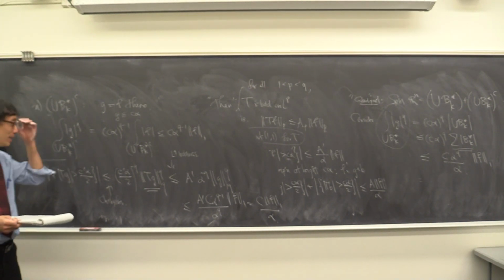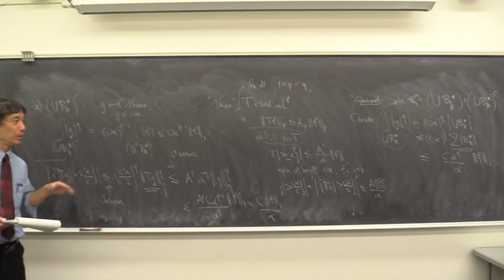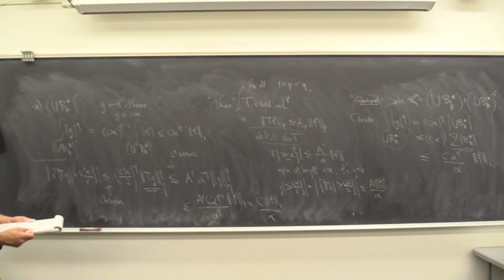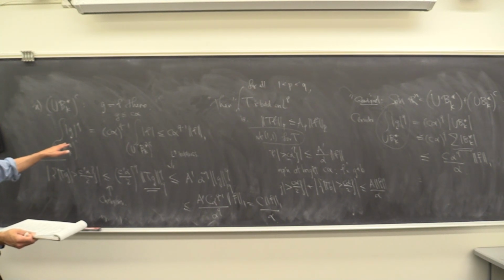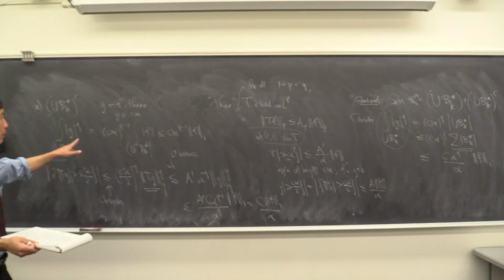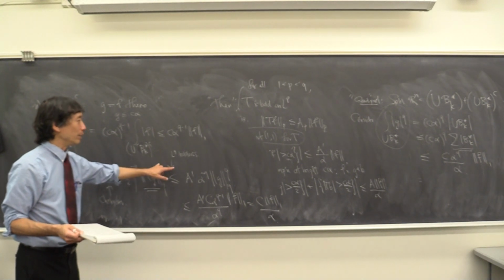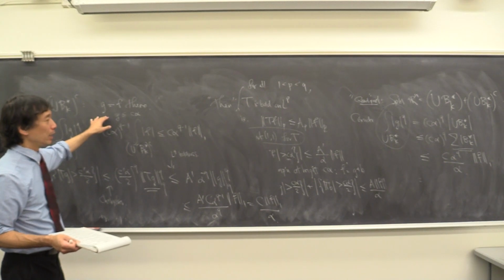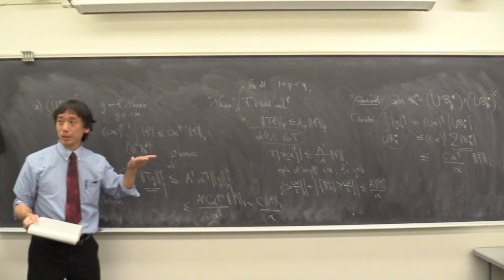So maybe I'll try and record the second half of this later, and you guys can see. So this is actually the good part, where you can use the L^q boundedness directly. For the other part, you have to use the cancellation.